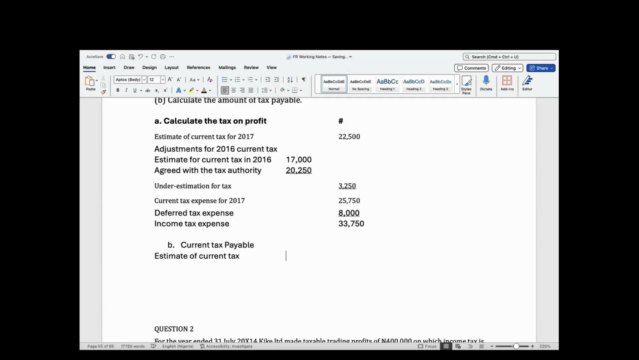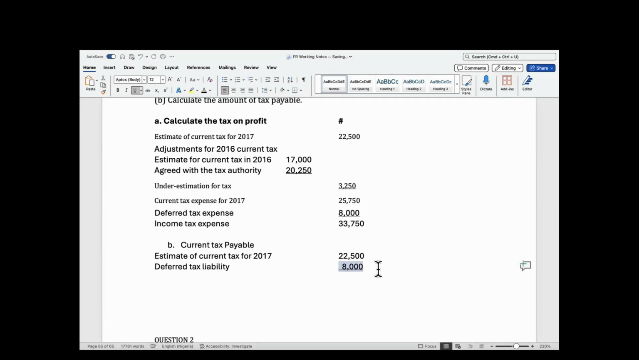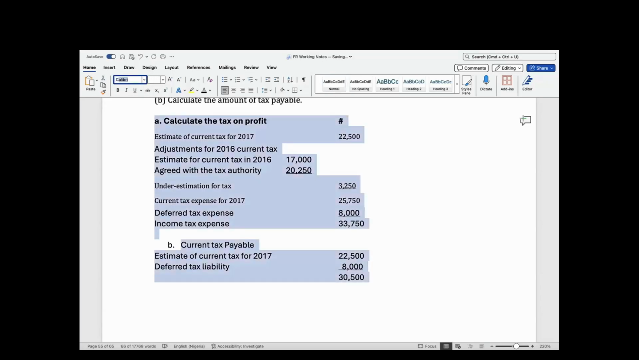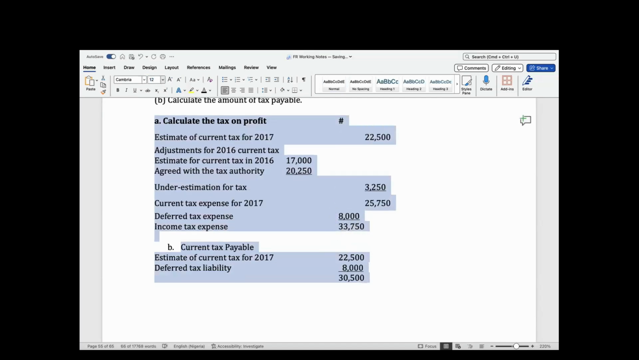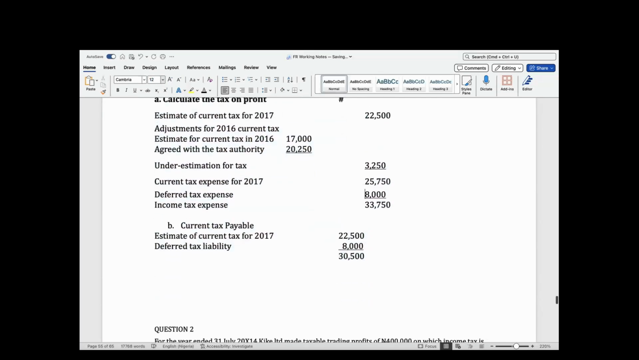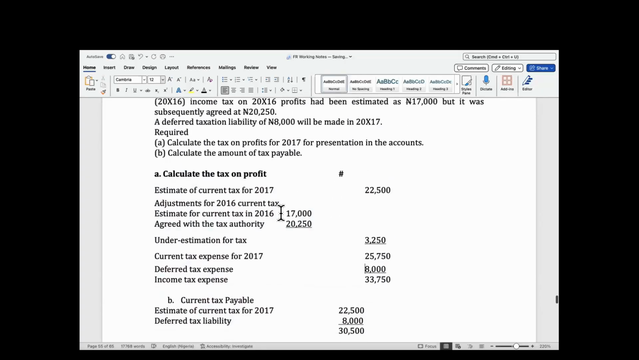I'll have my estimate of current tax, which is my 22,500 for 2017, and also my deferred tax liability, which is 8,000. So my current tax payable is 30,500. Okay. And that's the end of this question.